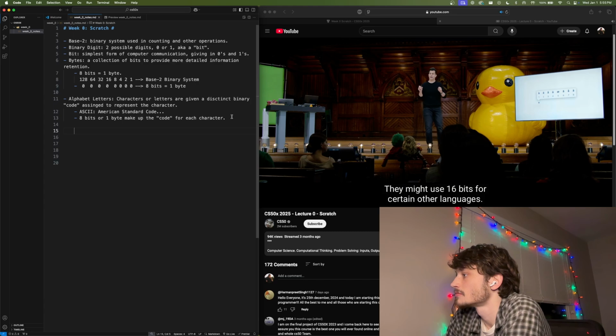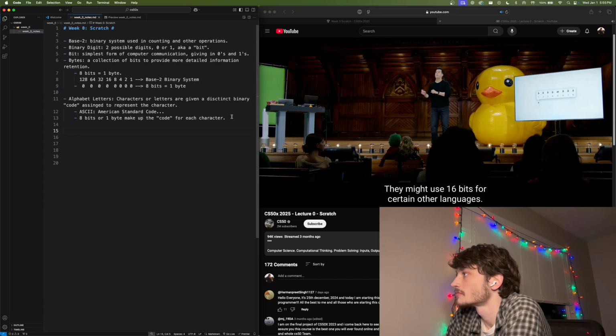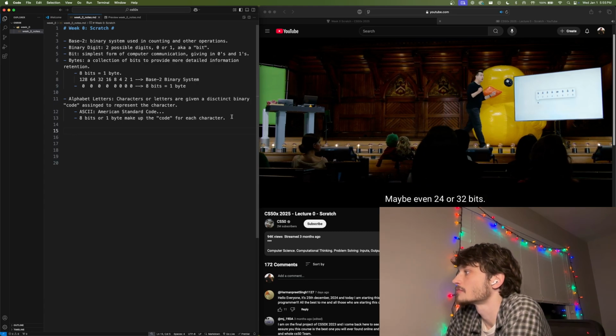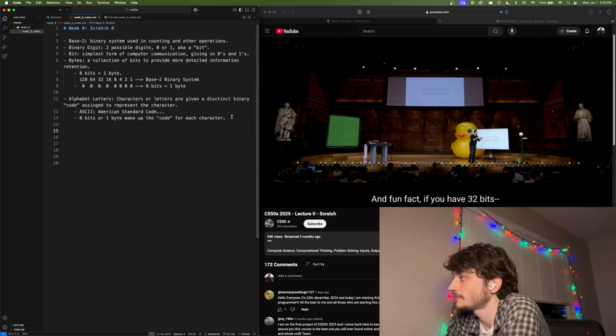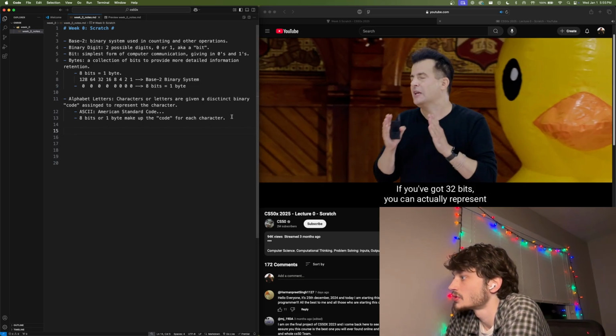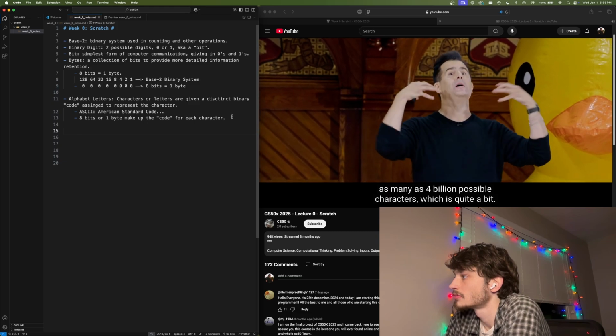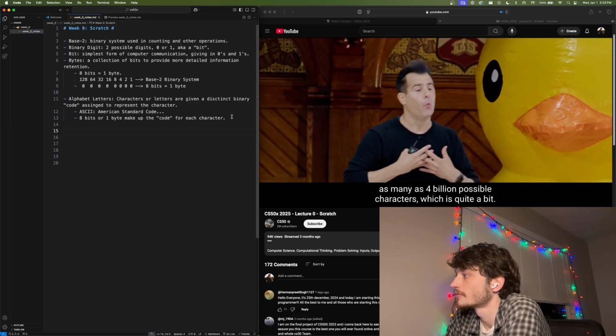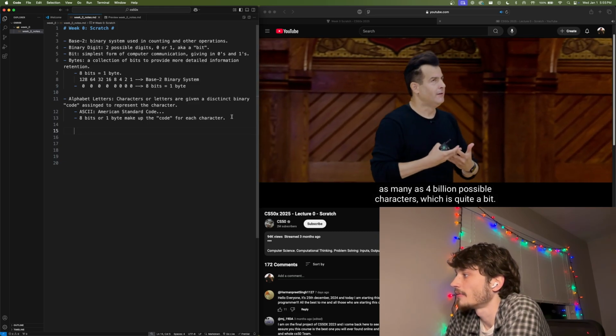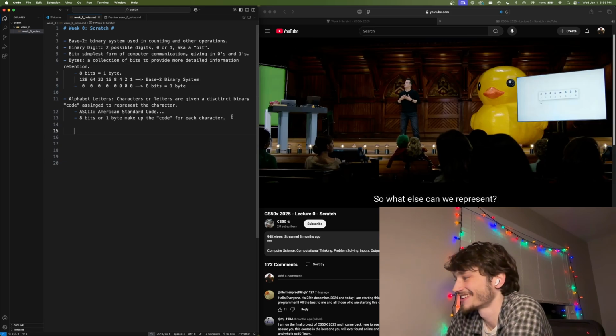They might use 16 bits for certain other languages, maybe even 24 or 32 bits. And fun fact, if you have 32 bits, and we have more than that on the stage, you can actually represent as many as 4 billion possible characters, which is quite a bit. Yeah. No pun intended. So what else can we represent?